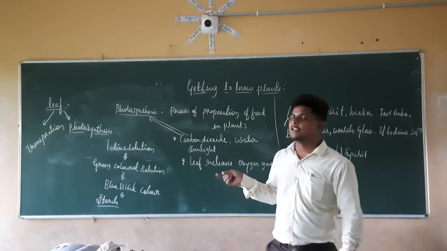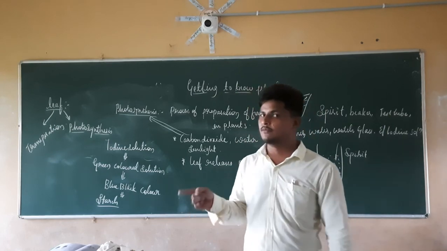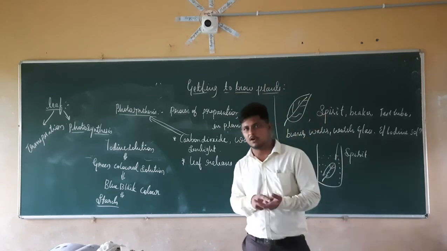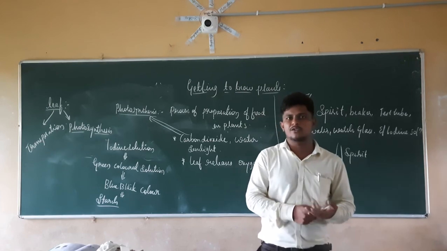So from where is the water coming to the leaf? It is coming from the stem. And from where is the stem getting the water? They are getting the water from the root. About the root we are going to discuss in the next class.